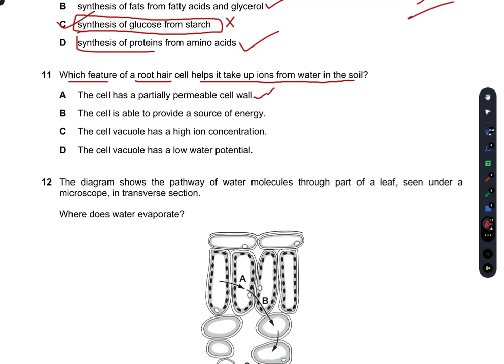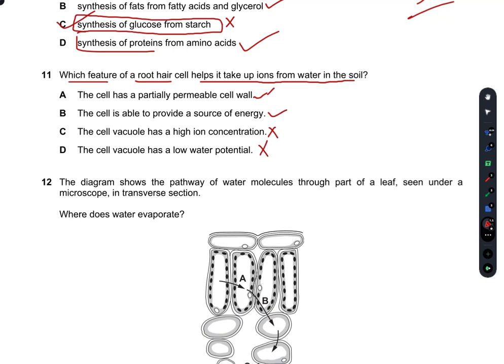The cell is able to provide a source of energy. Yes, this is a feature once again. The cell vacuole has high ion concentration. No, the cell vacuole has lower ion concentration, so that's why the ions move in. So C is incorrect. The cell vacuole has a lower water potential. No, the cell vacuole has a higher water potential.